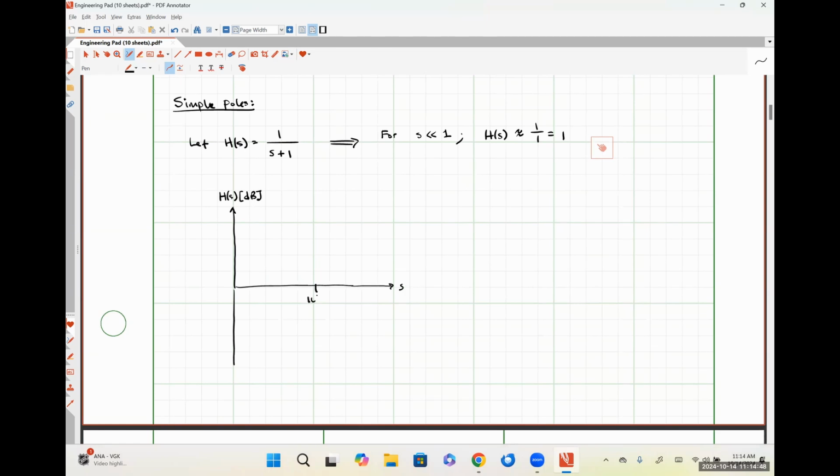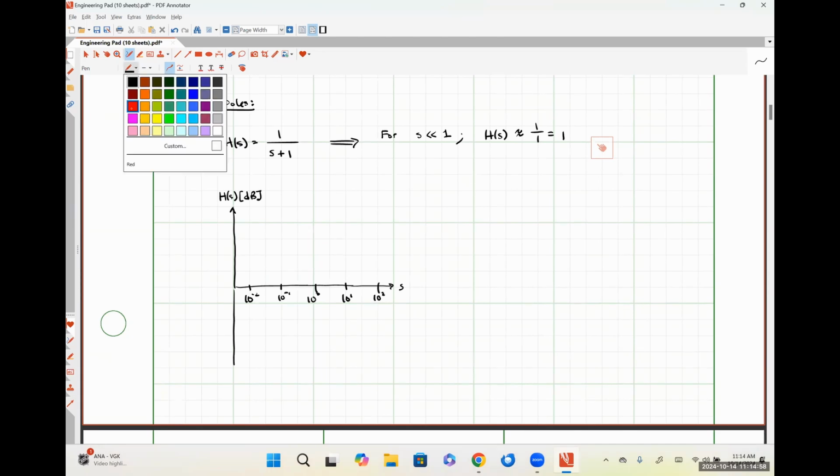Here's s, 10 to the 0, 10 to the -1, 10 to the -2, 10 to the +1, 10 to the +2. So I'm going to start with just a flat line like so, representing what's going on here. And I know that realistically, this should actually only be true up until somewhere close to s equal to 1, right? Because here we're under the assumption that we're only considering cases where s is much less than 1.